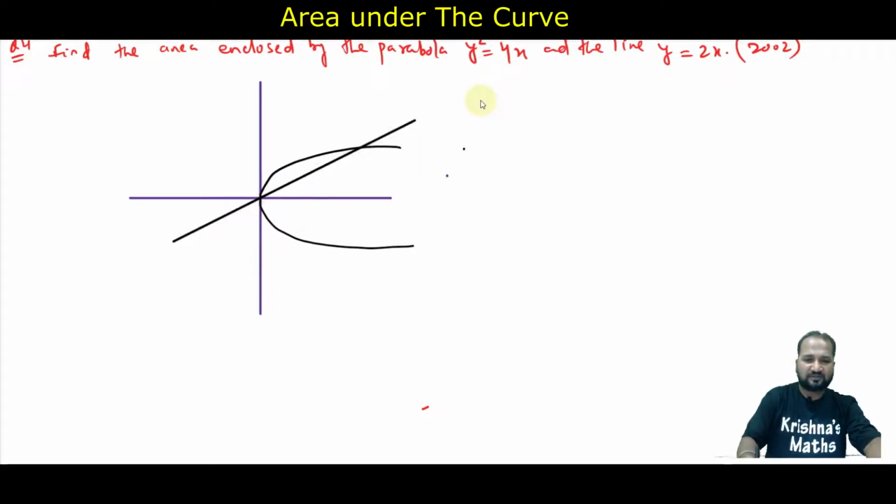So what is the area required? The area will be between the parabola and the line. So this is the area required. We need the points of intersection, so we solve the two graphs simultaneously to get the point of intersection.